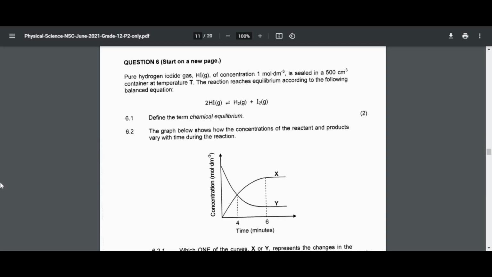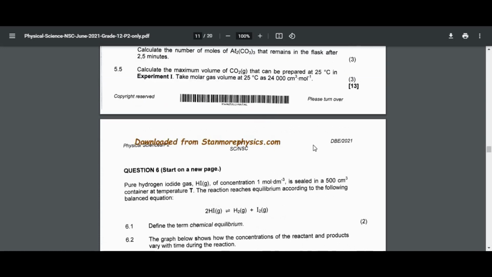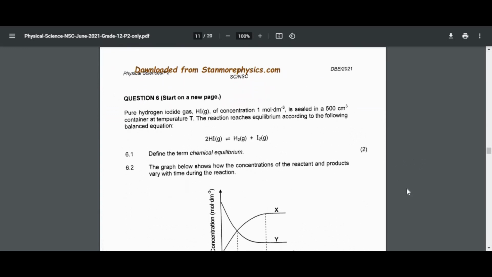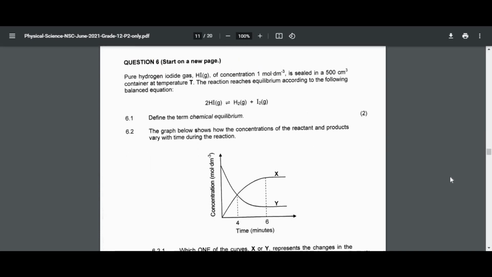Okay, I got a question from one of you guys, one of the ladies actually in the room, requesting help with a question, so I decided to save it here for everybody. Question 6 is from a website called stanmorephysics.com, where we find department papers. So this is a department paper, an NSC paper of the June supplementary of this year, 2021. And we got a question here.